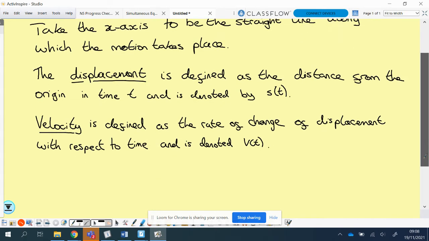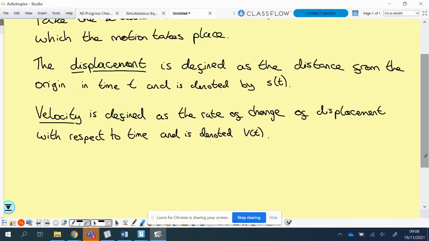Now, if we are saying it is the rate of change of the displacement, what that means is, you remember from higher when you looked at rate of change, it means it's the differential of displacement. So v of t is the differential of the displacement function. Okay, you differentiate the displacement function. Or, in other words, v is dx by dt. Okay, you differentiate the displacement.